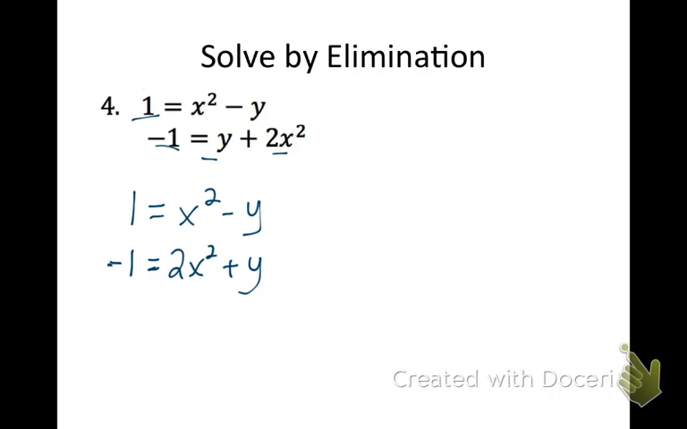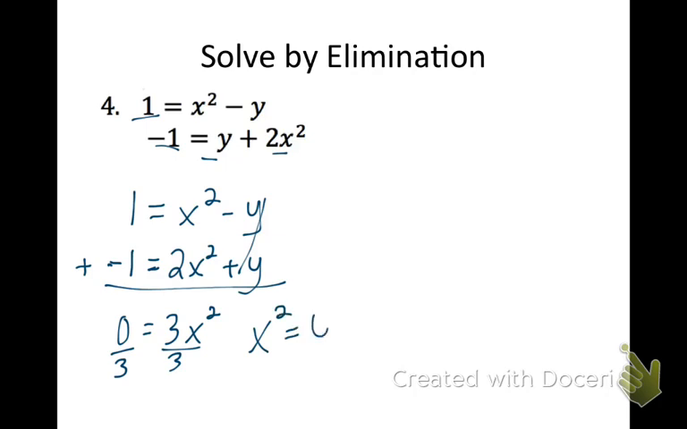Okay, so now I can just eliminate a variable from this. My y's are already opposites, so I'm just going to add down and eliminate my y's. Dividing both sides by 3, I'm going to get x squared equals 0. Now I need to take the square roots of both sides. I get x equals 0. Earlier we talked about how there needed to be a plus or minus if you're solving a quadratic equation this way, but a plus and a minus 0 doesn't make sense. So your answer here is just 0.